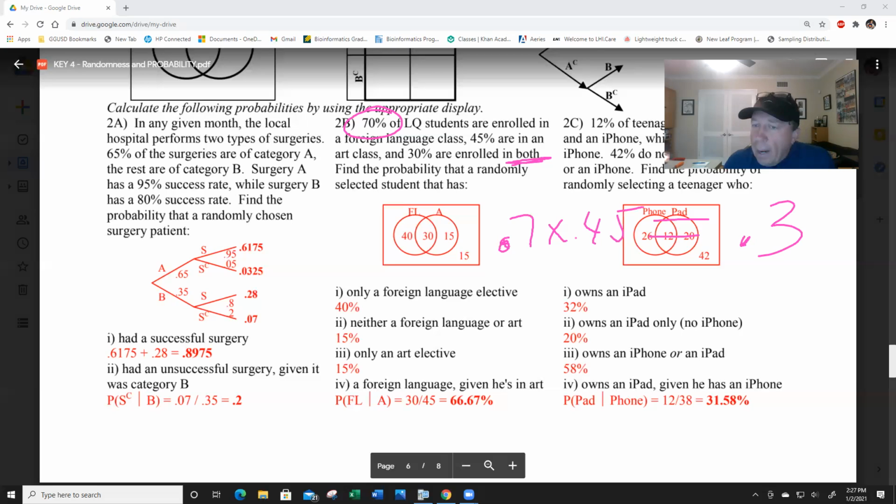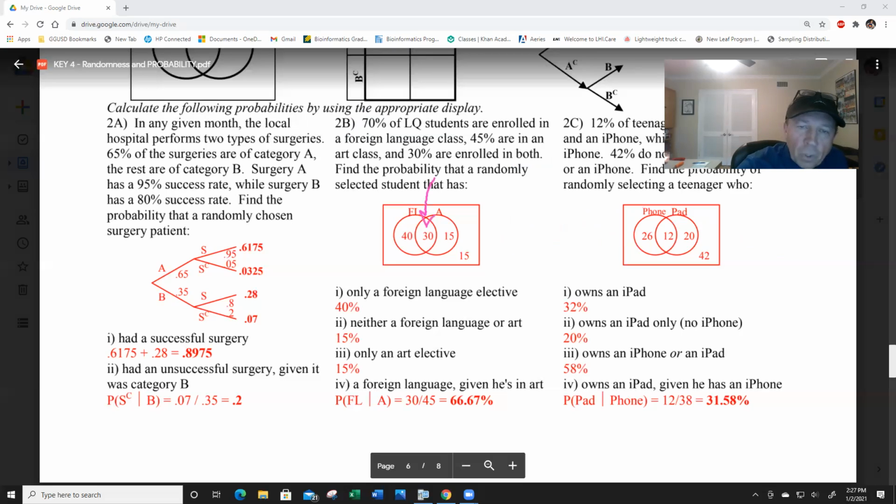Now on the Venn diagram, always start in the middle. Start here. Okay? So I put the 30 there. Now, foreign language is FL up here. Notice I put a 40 there because 40 plus 30 has to be 70% for the total bubble in there. Okay? And then in A, 45% are in art. Only 15 are in art alone. 30 plus 15 is 45.